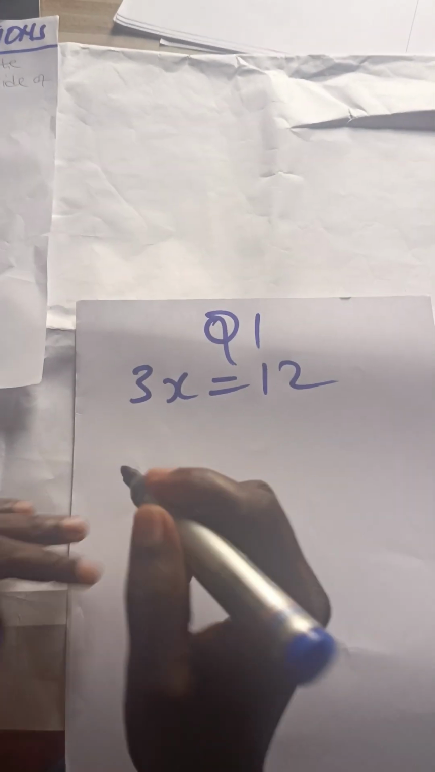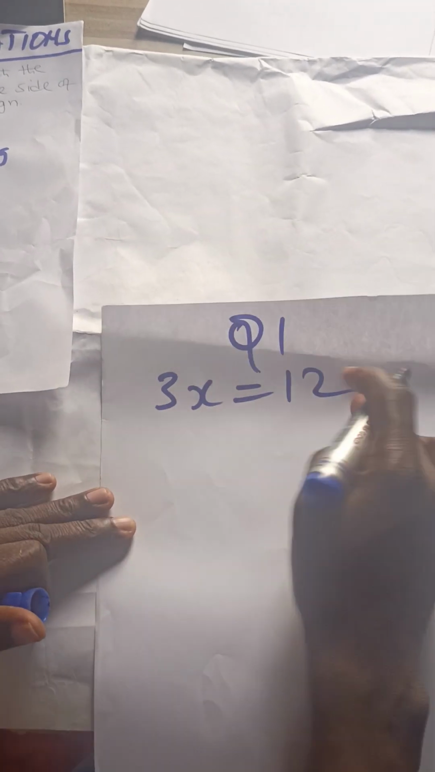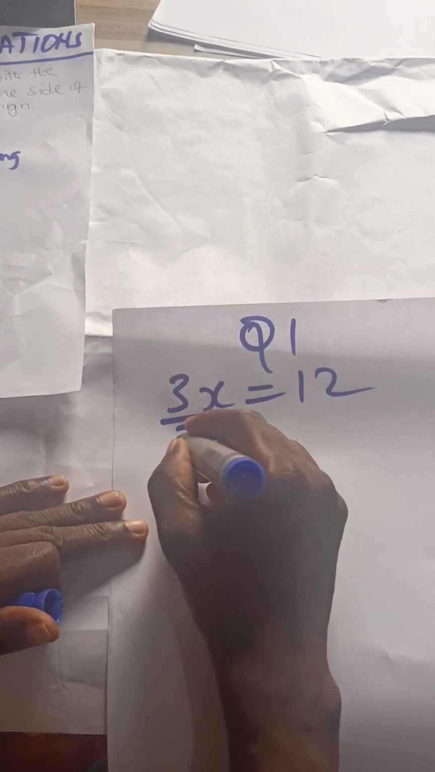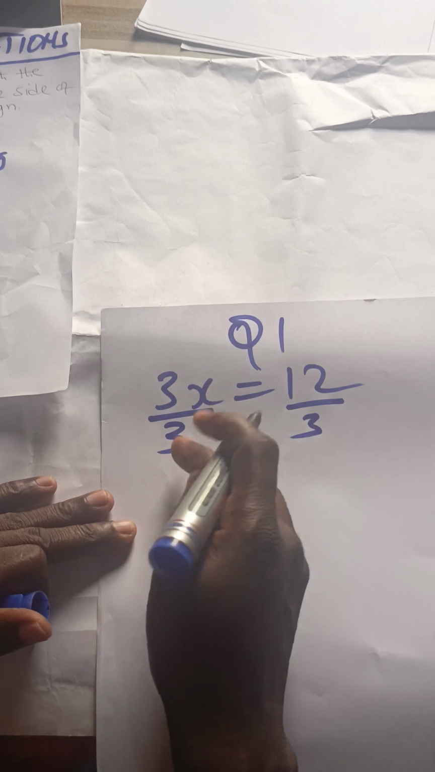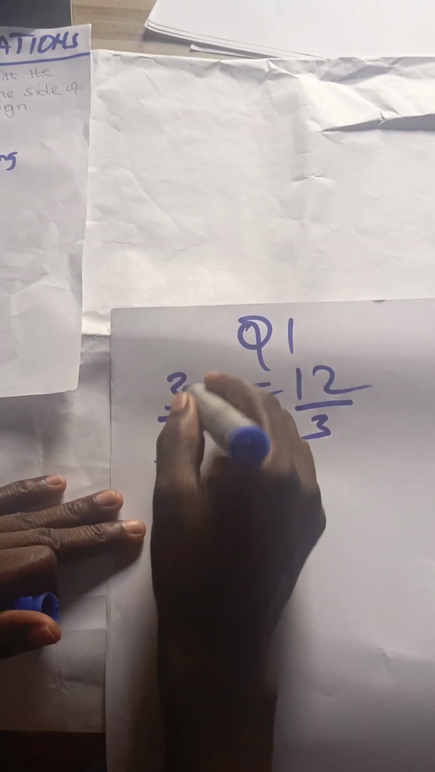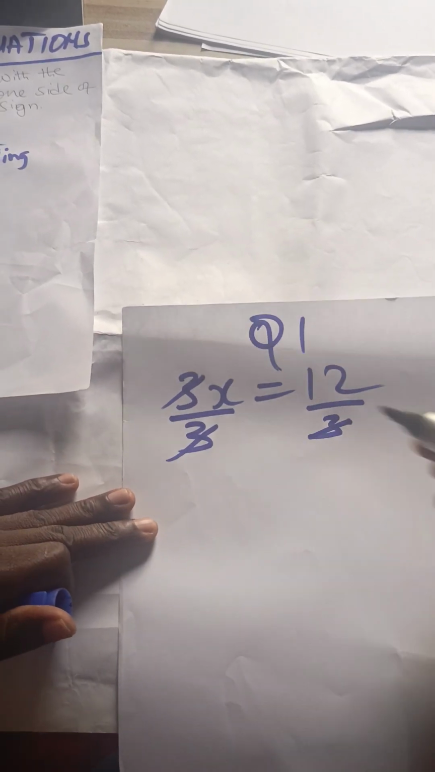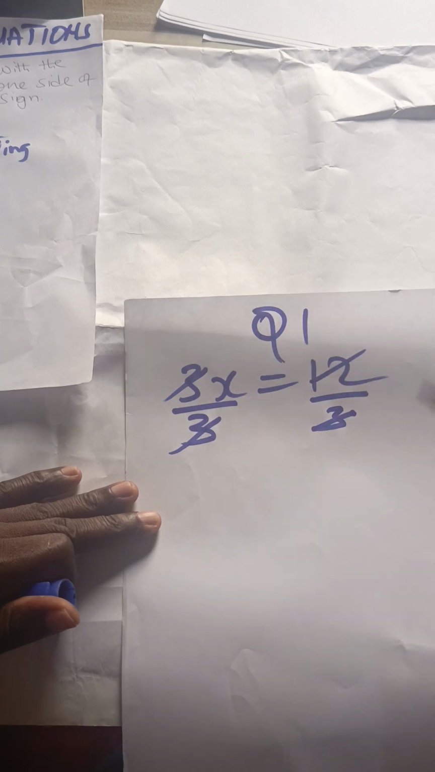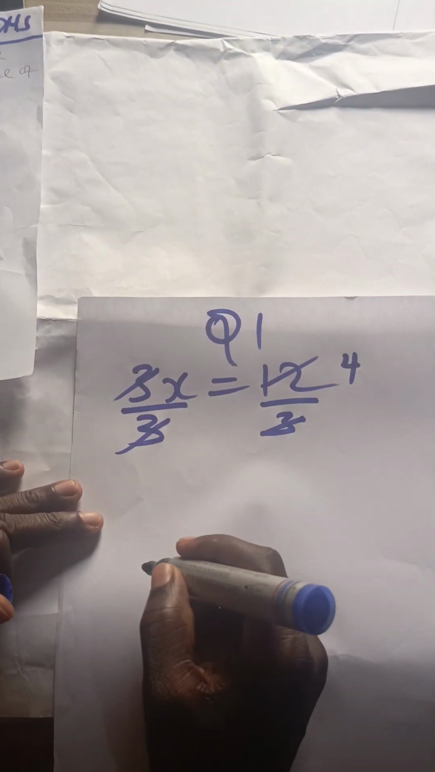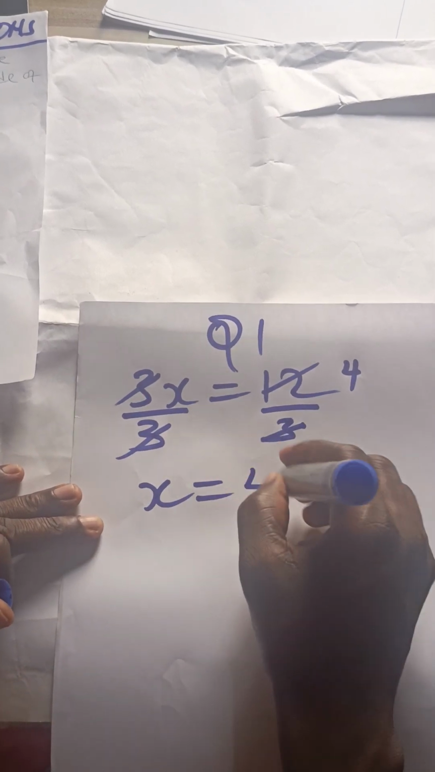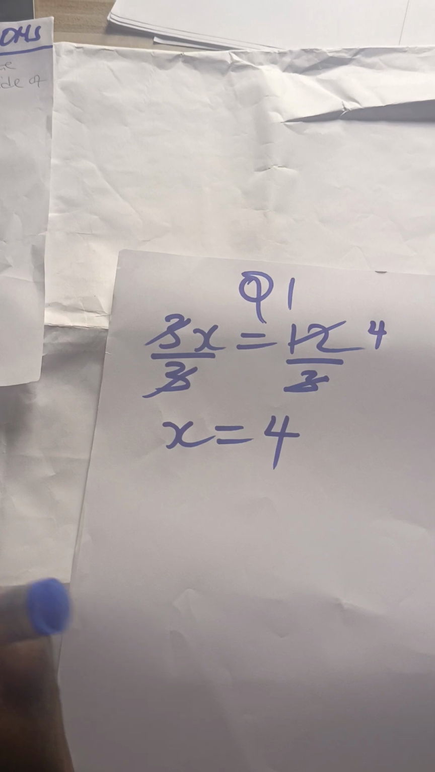In this, you have to divide both sides of the equation by 3. After that, this 3 will cancel this 3, and this 3 will go into 12 4 times. So this means that my x is equal to 4. So that is for question 1.